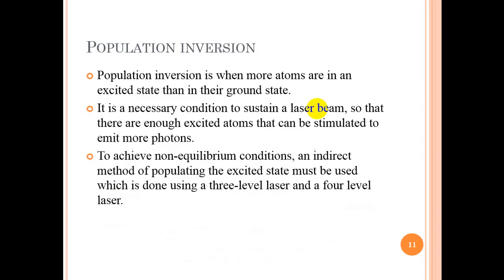Now let us see about population inversion. If the higher state has greater population than the lower energy state, then light in the system undergoes a net increase in intensity, and this is called population inversion. It is a necessary condition to sustain a laser beam, so that there are enough excited atoms that can be stimulated to emit more photons. To achieve non-equilibrium conditions, an indirect method of populating the excited state must be used, which is done using a 3-level laser and a 4-level laser.